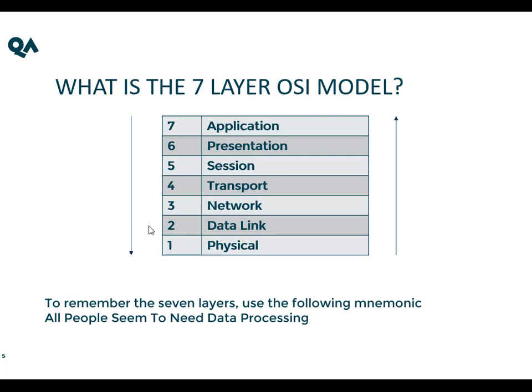The way that we normally teach people to remember the 7 layers is to memorize the following mnemonic: All People Seem To Need Data Processing. We start at layer 7 and work our way down to layer 1.